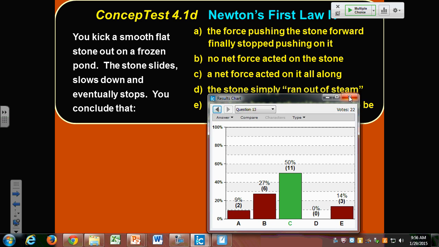No net force acted on the stone. Now, if B was true, no net force acted on the stone, what would happen to the stone? It would keep going on forever until a force acted on it. Okay? And A, the force pushing the stone forward finally stopped pushing on it. No, that's just not true.